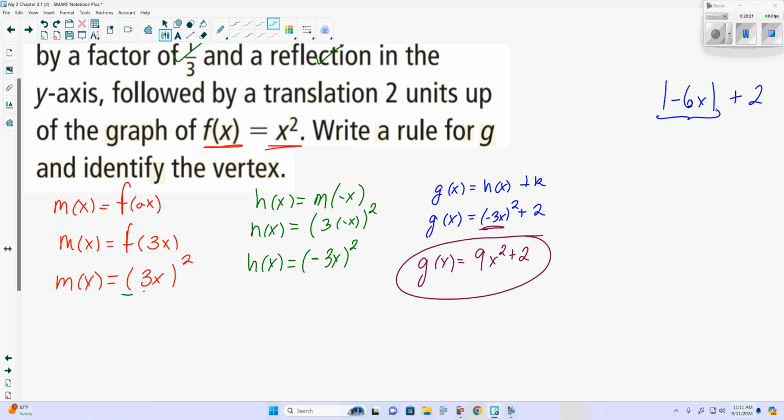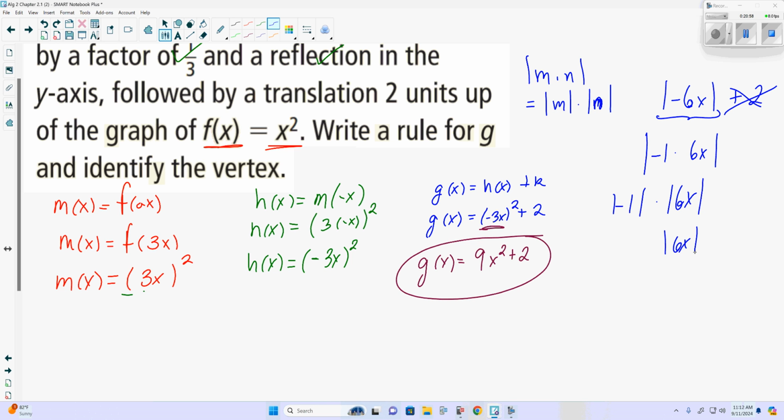Properties of absolute value. We'll not worry about the 2, because mainly this part here. I can say it's negative 1 times 6x, yes? It doesn't make a whole lot of difference, but we can say that those two are the same, yes? One of the properties of absolute values is that the absolute value of m times n is equal to the absolute value of m times the absolute value of n. We can split it. So here, I can say it's the absolute value of negative 1 times the absolute value of 6x. We'll still have the absolute value of 6x.